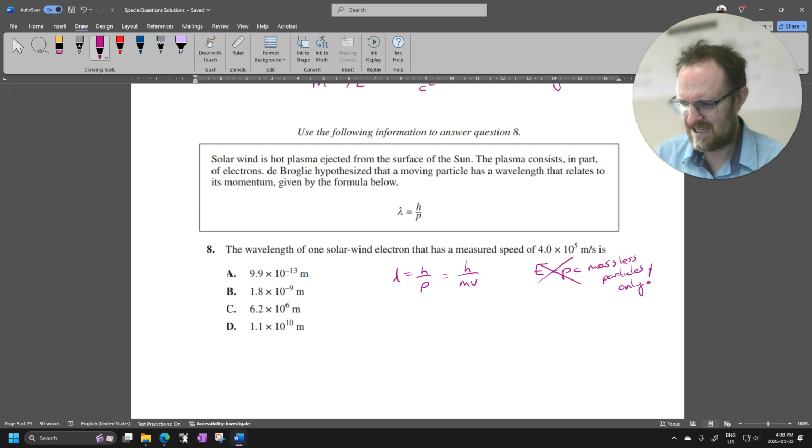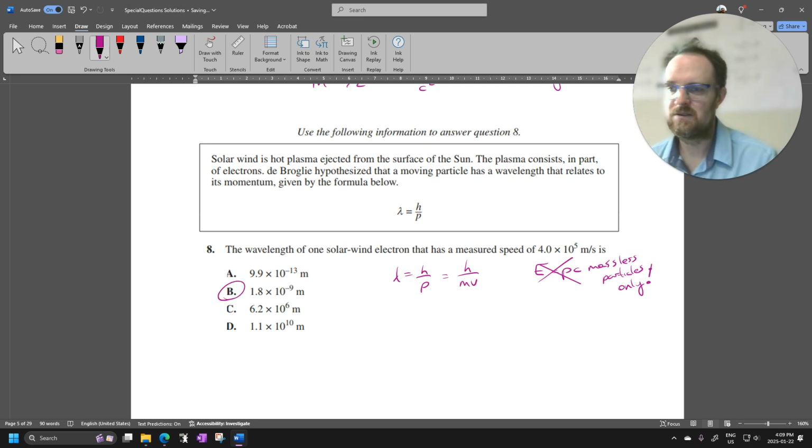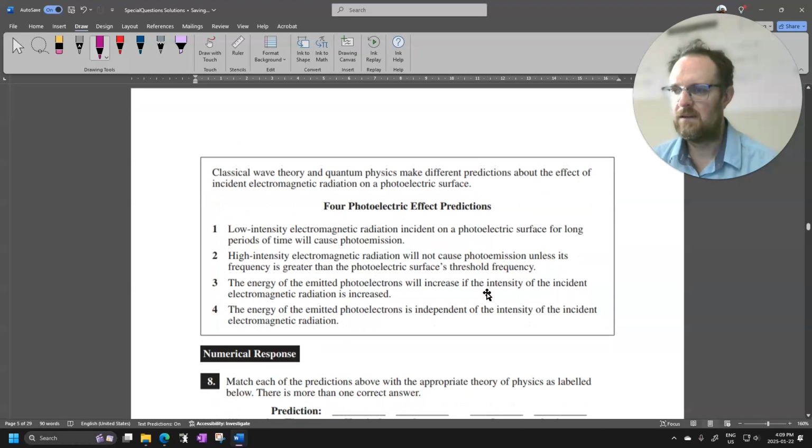Sorry, I'm getting blinded by the light here. And the speed. 1.8. Maybe that's a bit of a nanometers sign, but 1.8. Yeah, 1.8 nanometers. Cool. Okay.